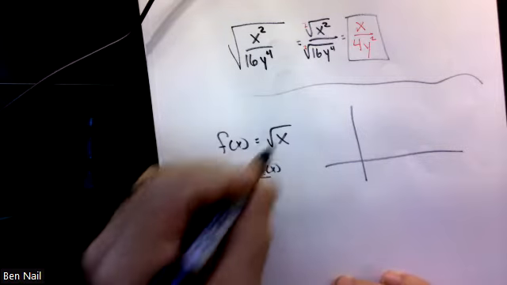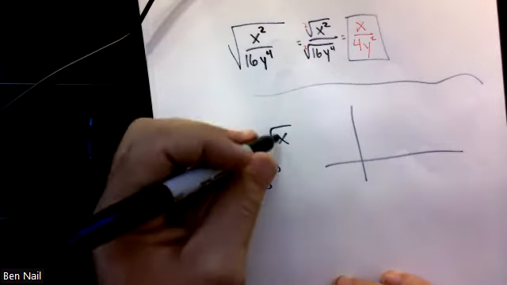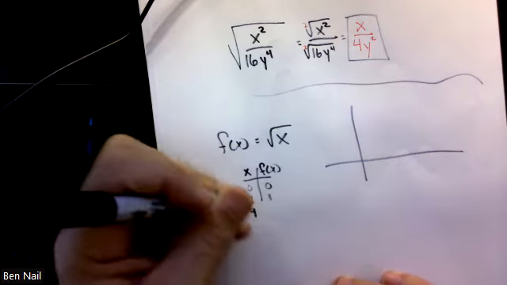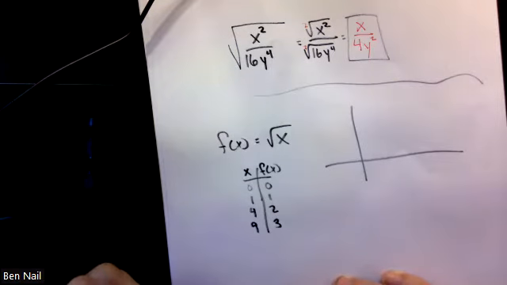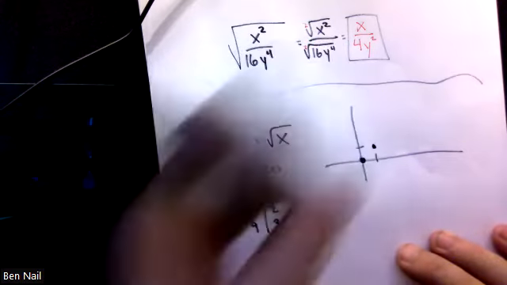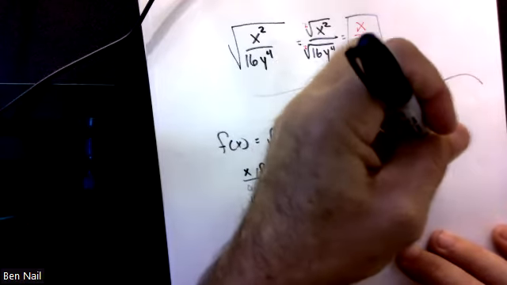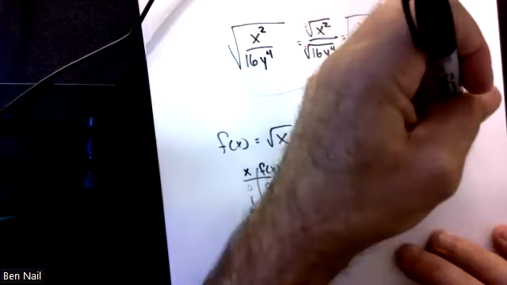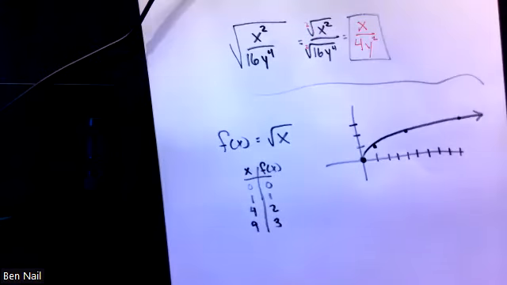okay, if I plug in 0 into x, the square root of 0 is 0. If I plug in 1, the square root of 1 is 1. If I plug in 4, the square root of 4 is 2. If I plug in 9, the square root of 9 is 3. The way we can plot that, we get 0, 0, 1, 1, 4, 2, 9, 3. The graph of a square root function kind of looks like that.